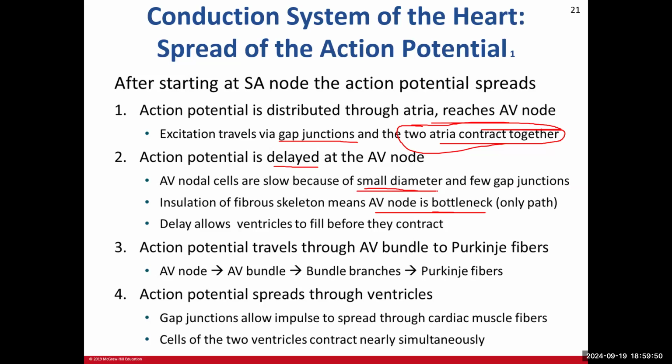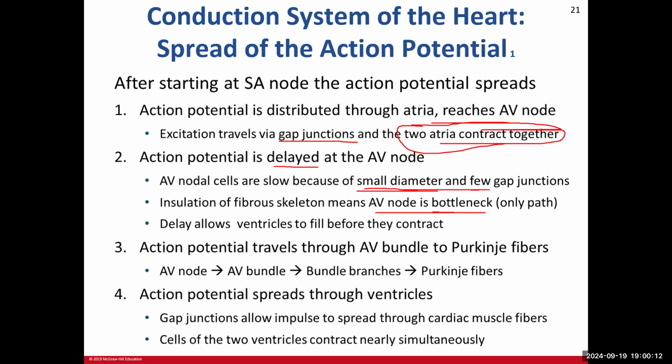So specifically in this area, we have very narrow or small diameter neurons there, so that slows it down. And guess what? We're going to reduce our gap junctions so ions can't be shared as well between neighboring cells. Bottleneck gives our atria time to finish contracting before the ventricles start to contract. That's very important here, right?